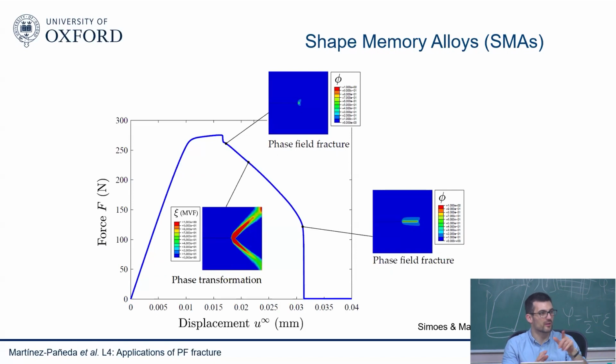There was another question. Yeah. So following up on that question, we have two evolving fields here, right? So one is the phase field, the other is the phase fraction. Do you also account for the stress due to the formation of those phases?